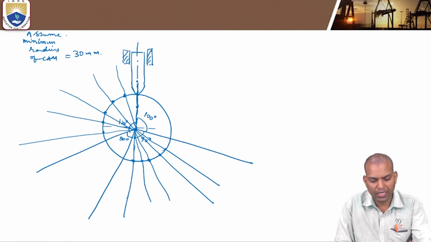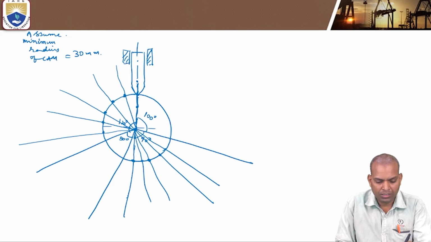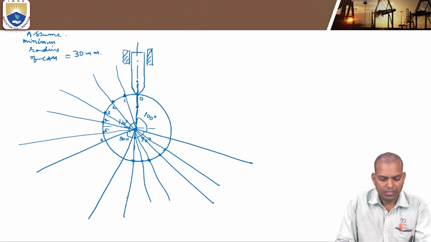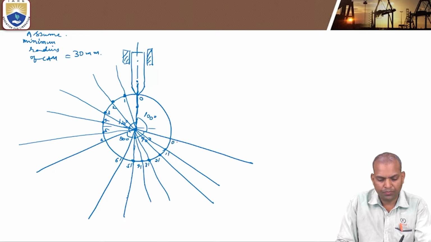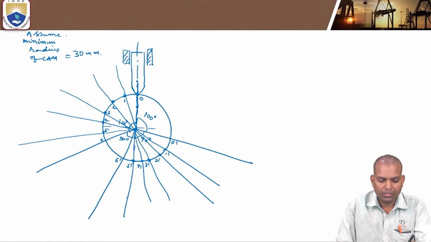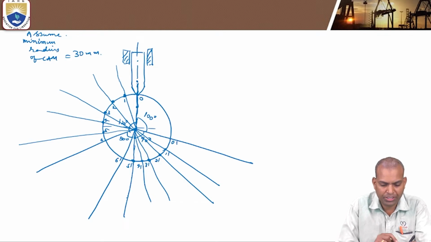And now from these points we have to take the motion of the follower. This is 0, then 1, 2, 3, 4, 5, 6. Similarly, 6 dash, 5 dash, 4 dash, 3 dash, 2 dash, 1 dash and 0. Now these are the points. From these points we have to mark the displacement of the follower for a particular rotation.